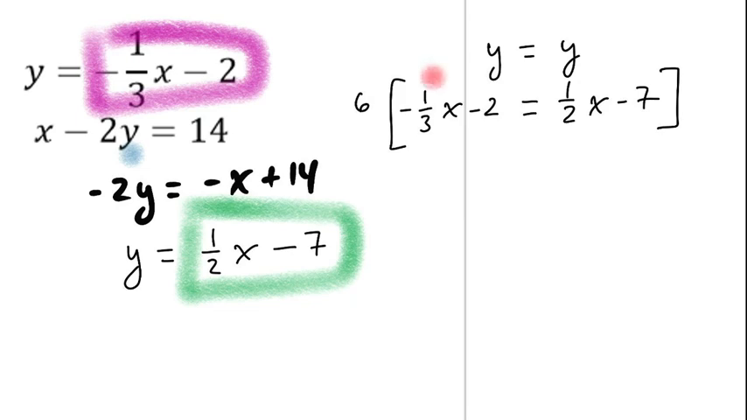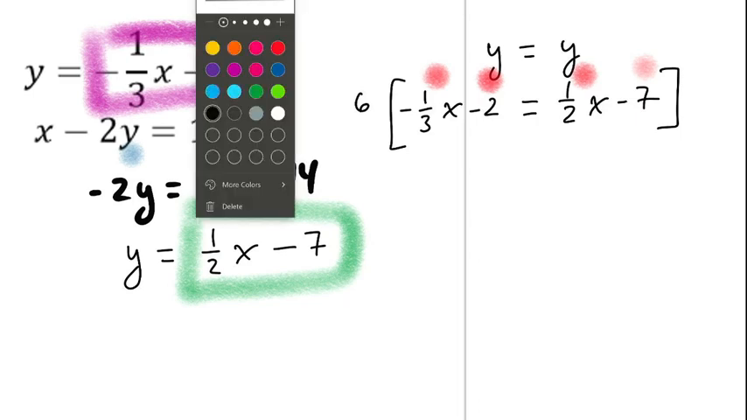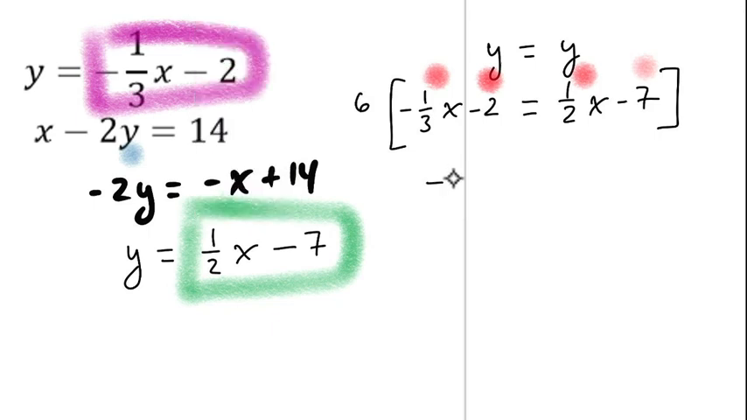So this needs a 6, right? This needs to be multiplied by 6. This term needs a 6, and this term needs a 6. So when I distribute that across the entire equation, I end up getting 6 times negative 1/3 is going to be a negative 2. So I've got negative 2x minus 12 equals 6 times 1/2 is going to be a 3x. And then 6 times negative 7 is going to be negative 42.